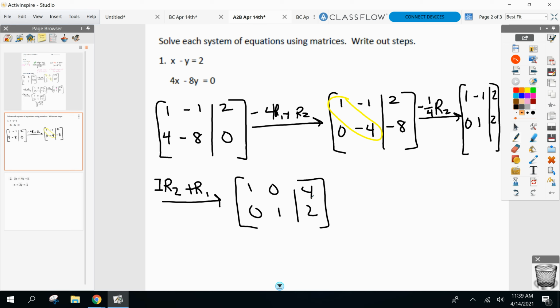X equals 4. Y equals 2. And if you plug it back in, it works.